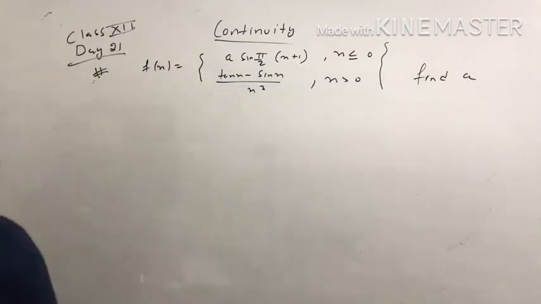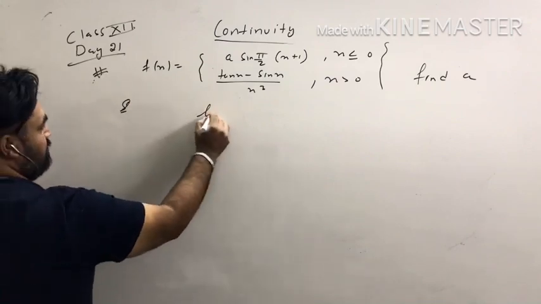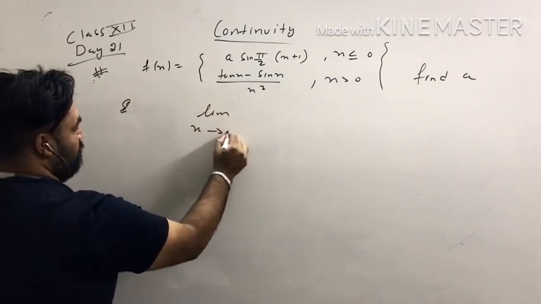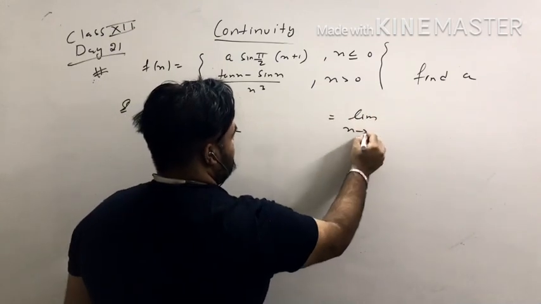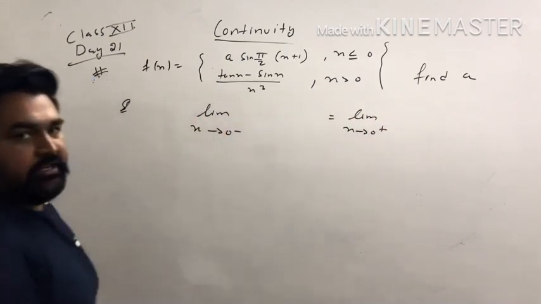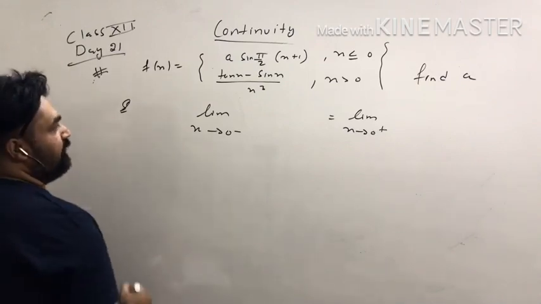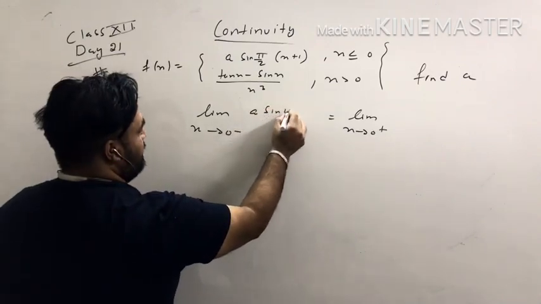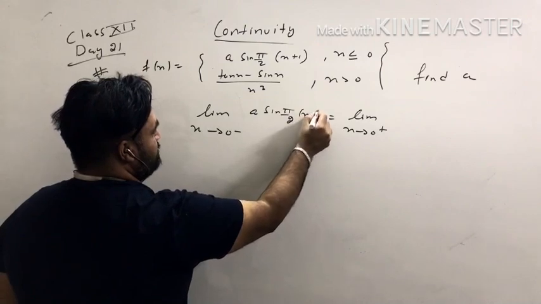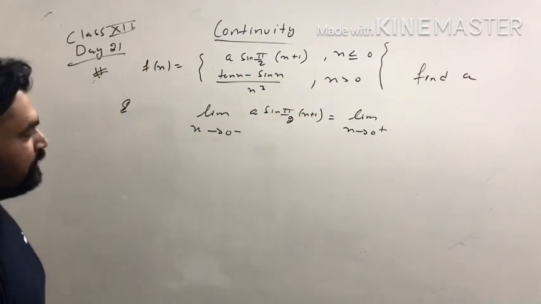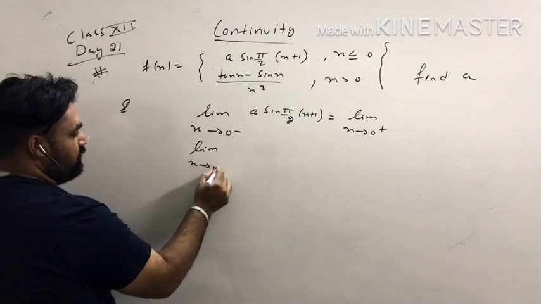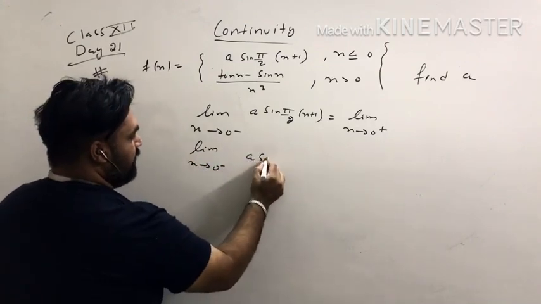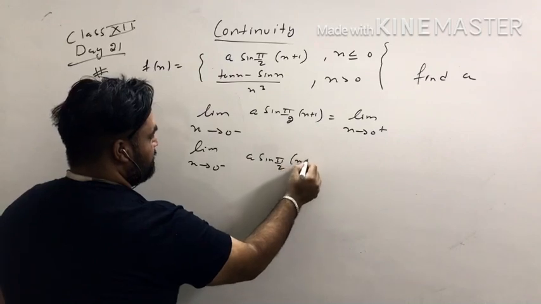Now solution, limit x tends to 0 minus equals to limit x tends to 0 plus. Now 0 minus means less than, left hand limit a sin pi by 2 x plus 1. First of all we will solve the left hand limit. Now limit x tends to 0 minus, a sin pi by 2 x plus 1.